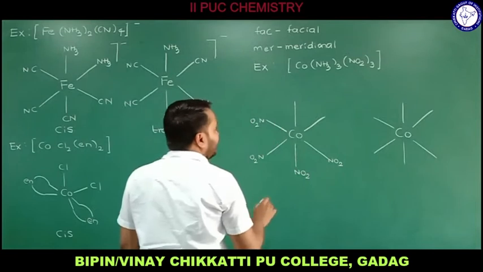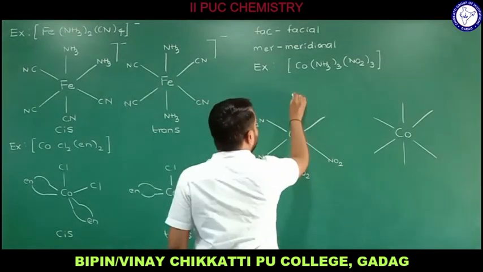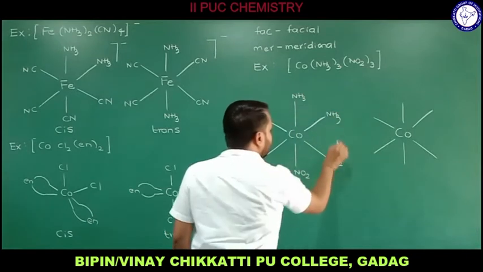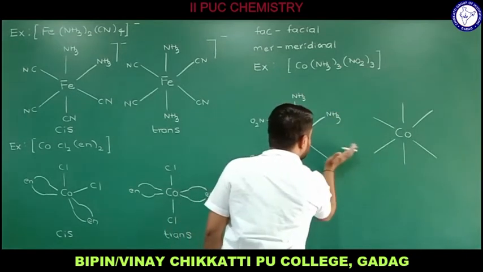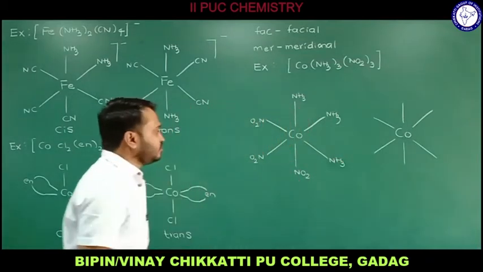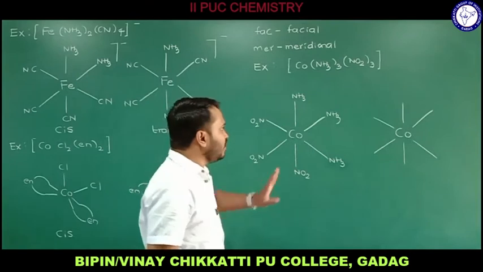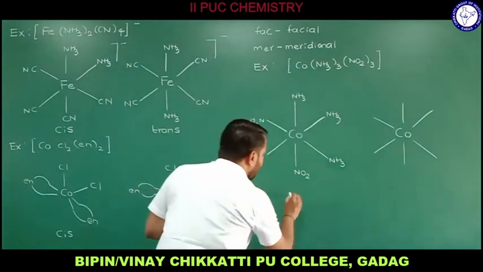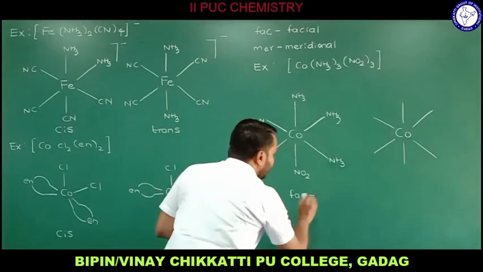And NH3 we have. I will write NH3 in the remaining places, NH3, NH3, and sorry, I have written NO2 here, it is NH3. Sorry for that, this will be NH3. Now if you observe the structure, we have 3 NO2 and 3 NH3. This particular isomer I call the facial isomer.